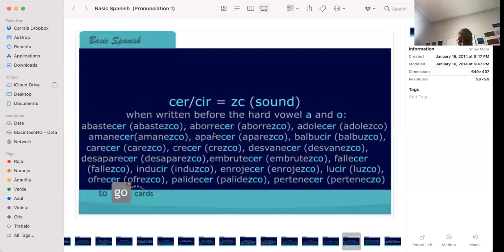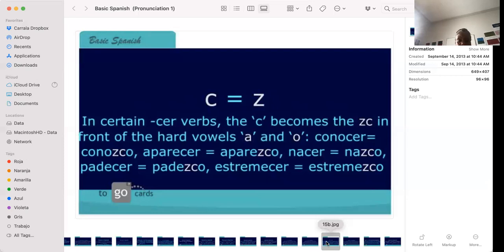We're also talking about CIR verbs. There's not that many CIR verbs, but CER, quite a few. So what happens when there's an exchange? When you're talking about the subjunctive form, the command form, but also when you're talking about certain CER and CIR verbs.